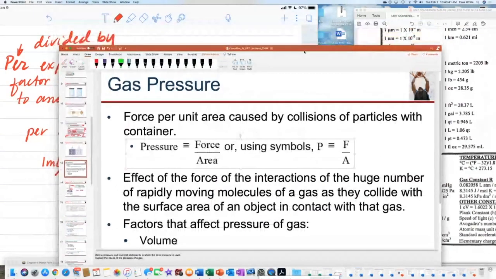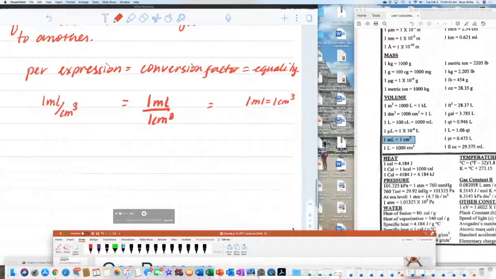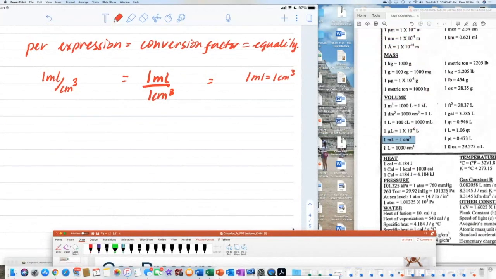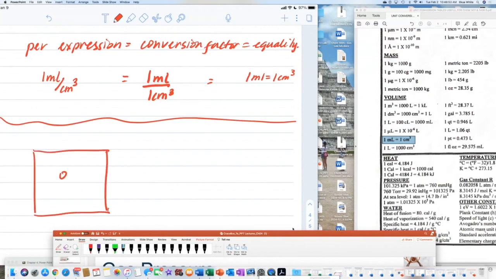Okay? So let me detour away from this slide so I can write over here, because this is where I can write freely. So you have a container. And then you have molecules here. And every time the molecules collide with the wall, pressure is created. Every time the molecule collides with the wall, pressure is created. So, if you have more molecules, you have more pressure, right? Because pressure is only created when the molecule bumps into the wall and it bounces off, like that.